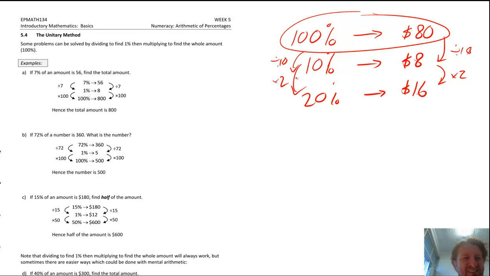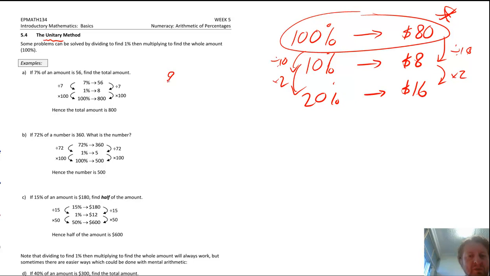The first question here says, if 7% of an amount is 56, so there's the information we're given, 7% of an amount is 56. Find the total amount. Well, the total amount means 100%. You know, 100% means the whole thing. So if 7% is worth 56, I know that the unitary method refers to going via 1. So if 7% is this, I can divide both sides by 7 and find out what 1% of it is. So 7 divided by 7 is 1, 56 divided by 7 is 8. So if 1% is worth 8, well, getting to 100 is easy, times by 100 on both sides. The full amount must have been 800.